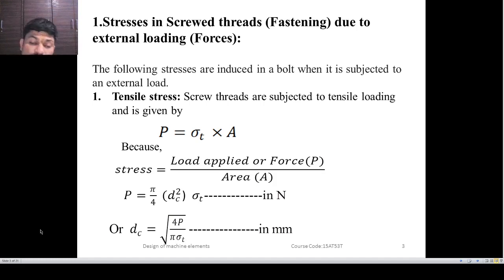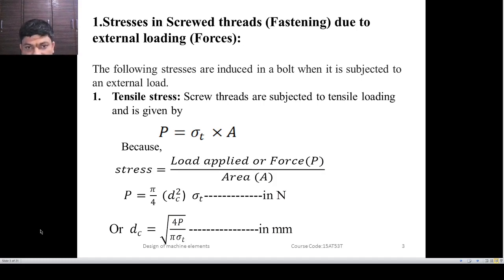So from the cylindrical object, the area of the cross section of the cylindrical portion is simply pi by 4 d square, if we consider the nominal diameter as d. From that we can easily find out the stress, from the stress equation: applied load divided by cross-sectional area. Here we are just rearranging the terms for the load. Since the bolts are under tensile loading, the load is denoted by capital P, and therefore P is equal to the tensile stress, indicated by sigma T, into A.